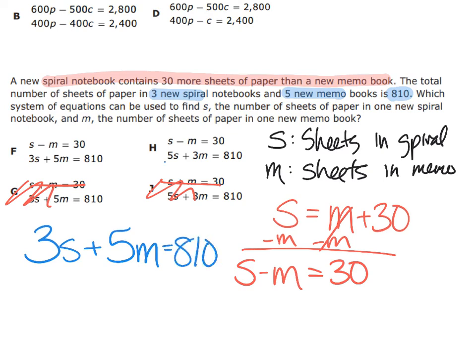What's wrong with H? It says 5S and 3M. They switch the letters and numbers. That's going to happen a lot. That's something we can look for to eliminate answer choices. This is not correct because of here. That means F has to be correct. What if it had the right numbers and letters together, but had them switched, like 5M plus 3S equals 810? That's still the same equation. They wouldn't give you both the one we circled and what you just said.